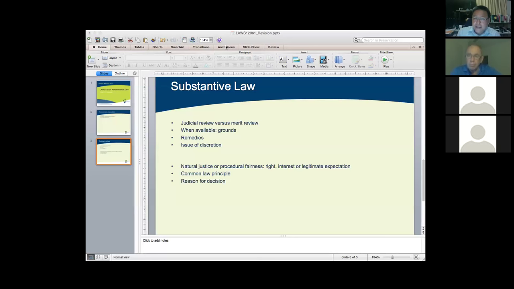The AAT actually tries to evaluate the evidence from the very beginning, and it can decide to vary the decision or set it aside. So it has wider powers because it is permitted to vary the decision of the original decision maker. Those are just the crucial points. Would there be any questions that you might have?